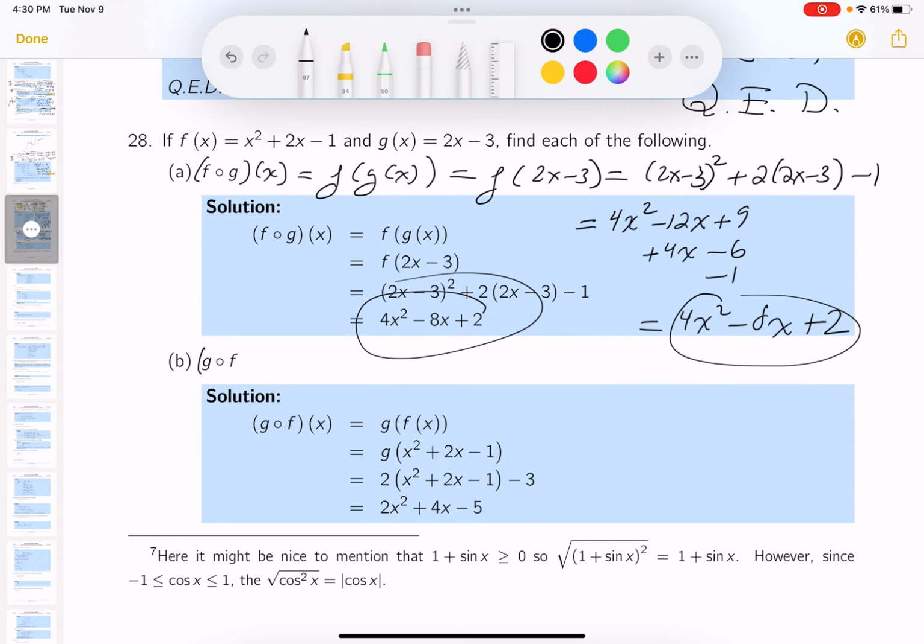Not that bad. So it's g of f of x. So someone says, I wonder what that does. Well, let's write this down. It's g of f of x. What's f of x? I'm not memorizing. I'm just reading. It's x squared plus 2x minus 1. What does g do to that? It multiplies it by 2. And then what does it do? It subtracts 3 away from it.